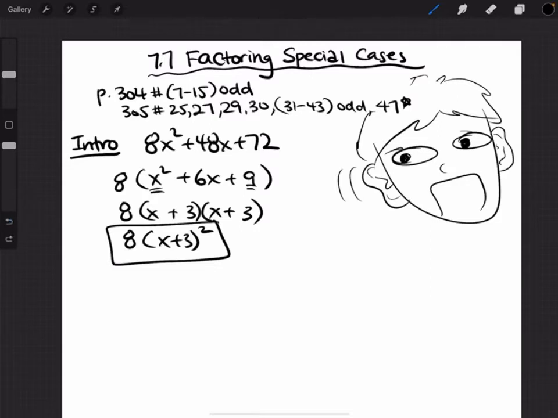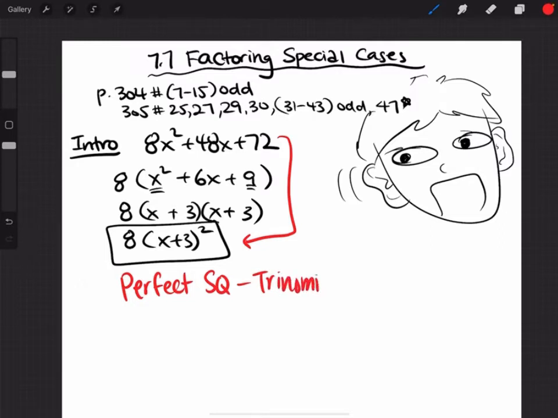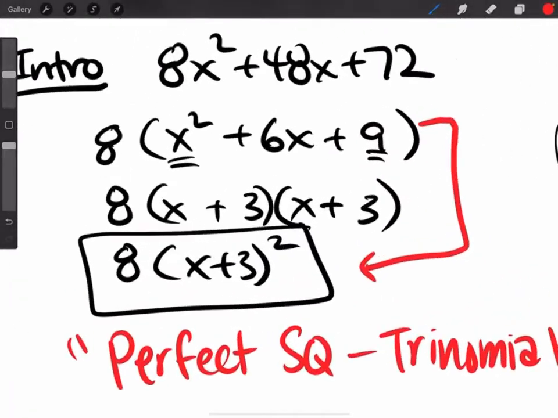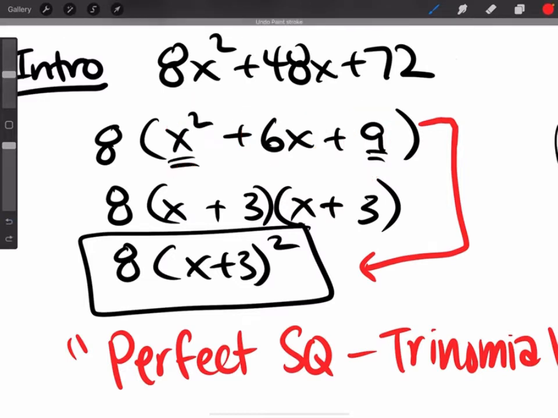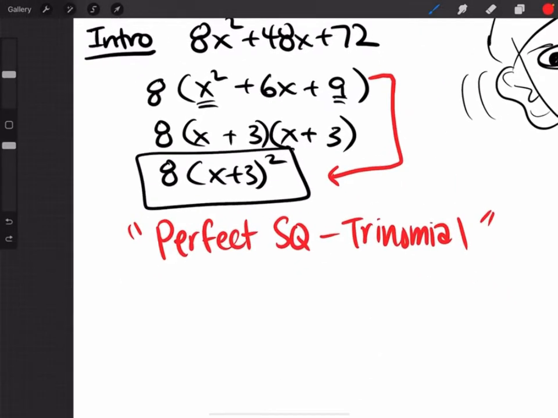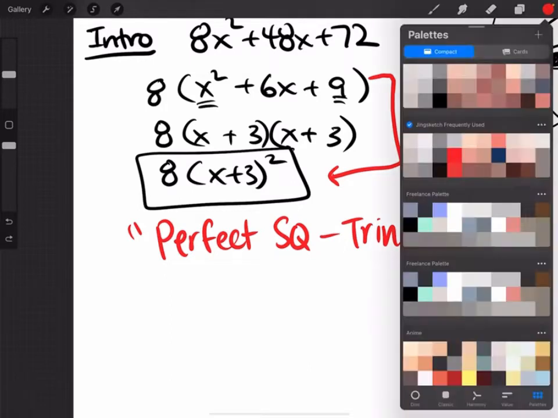Okay, so from here to here, this is called a perfect square trinomial. As you can see, it's three terms, so it's a trinomial. It is a perfect square trinomial because this is a square and that's a square, and there are three terms. Part of this lesson is you have to be able to recognize perfect square trinomials, so you have to learn it this way. And then I'm going to show you another way, because having options is always nice.